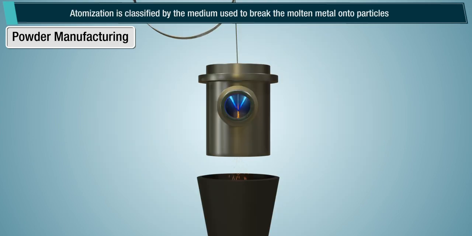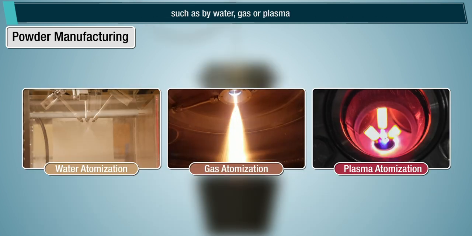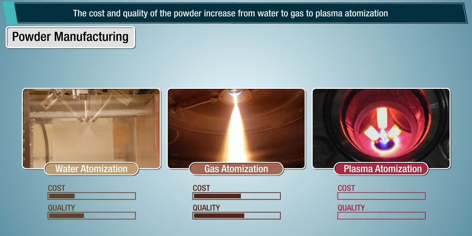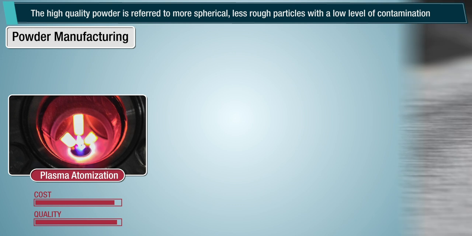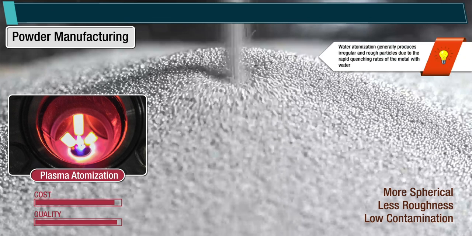Atomization is classified by the medium used to break the molten metal into particles, such as by water, gas, or plasma. The cost and quality of the powder increase from water to gas to plasma atomization. The high-quality powder refers to more spherical, less rough particles with a low level of contamination. Note: water atomization generally produces irregular and rough particles, due to the rapid quenching rates of the metal with water, whereas gas and plasma atomized powders produce highly spherical particles. These powders are preferred due to their good flowability and packing density.